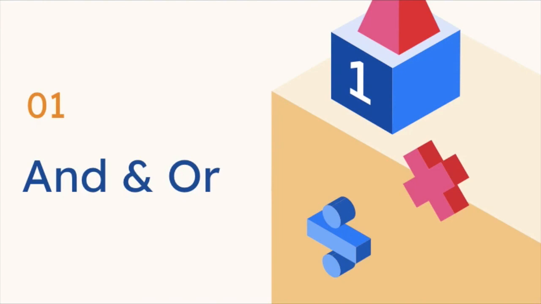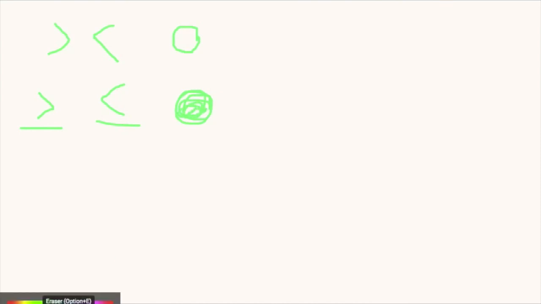All right, now let's get into the and or questions. These are going to be things we use the number line to answer. And just to review, greater than or less than are represented by an open dot on the number line, and greater than or equal to and less than or equal to are represented by a closed dot. All right, now let's get into "and" first.